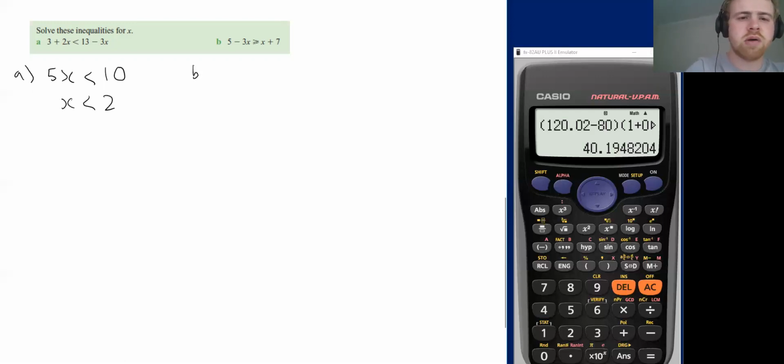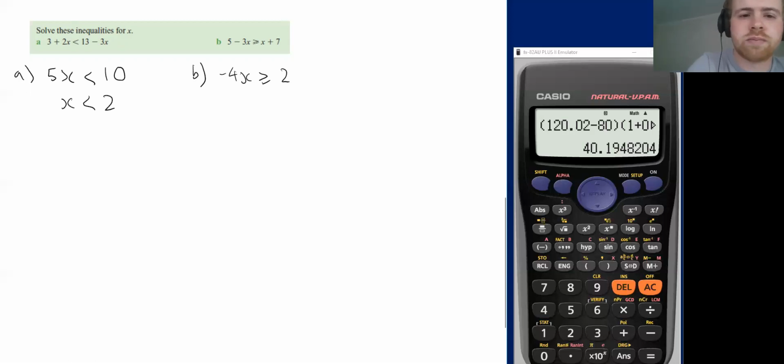For question B, we're going to do similar things. We're going to take away 5 from both sides, and we're going to minus x from both sides. So we end up with minus 4x is greater than 2. Take away 5 from 7, you get 2. Take away x from minus 3x, you get minus 4x. Okay, guess what's going to happen here? We're going to divide both sides by minus 4, and we're going to flip the inequality sign.